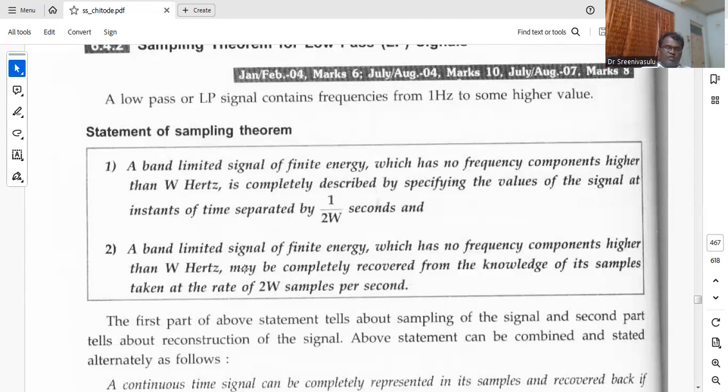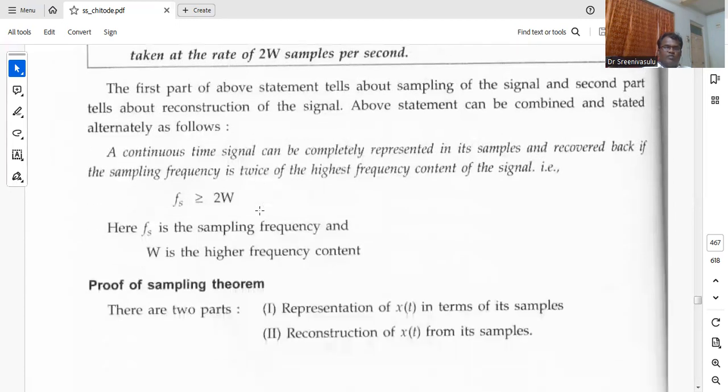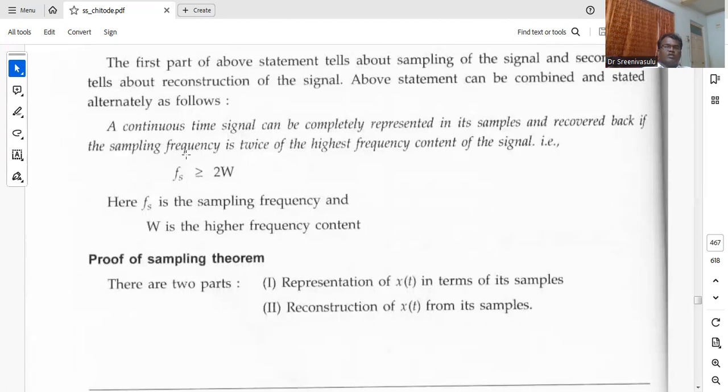Once you select the sampling frequency, you will get the sampling interval: Ts is equal to 1 by Fs. We need to follow this sampling theorem, and only then can we reconstruct our original signal. The condition is Fs is greater than or equal to 2W. The minimum sampling rate is Fs equal to 2W, which is nothing but the Nyquist rate. For practical cases, Fs is greater than 2W. For theoretical, ideal cases, Fs is equal to 2W.